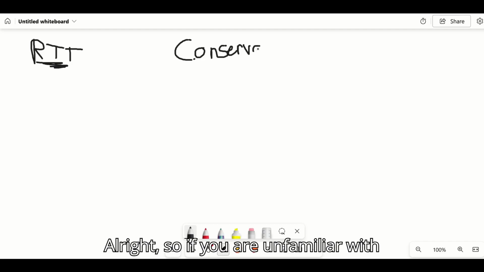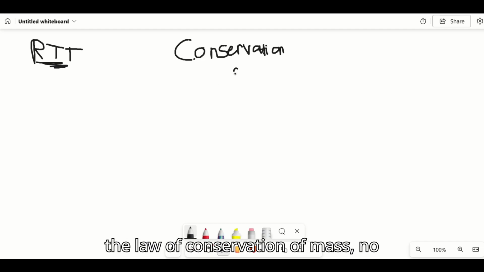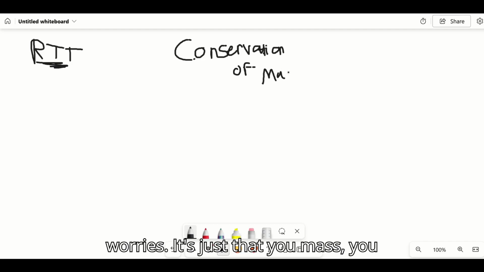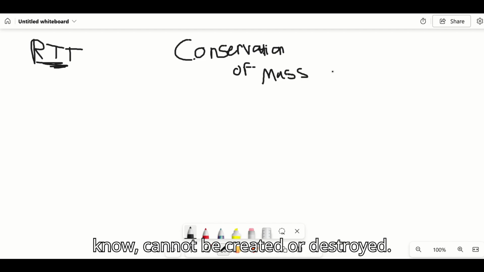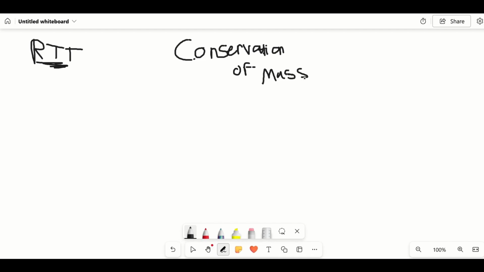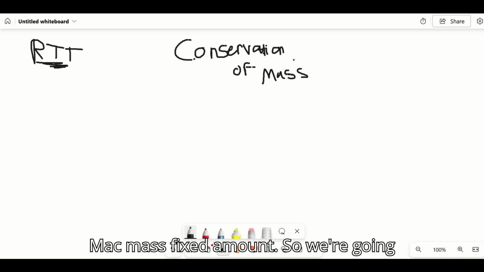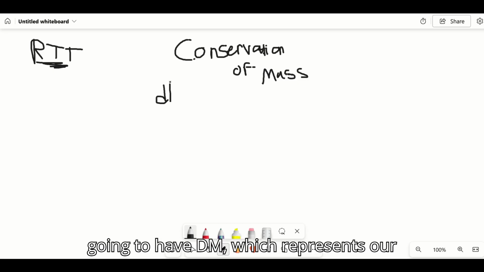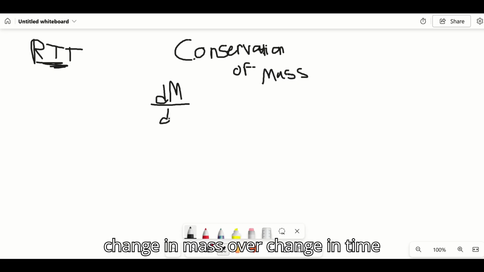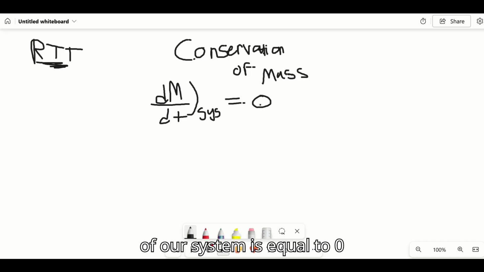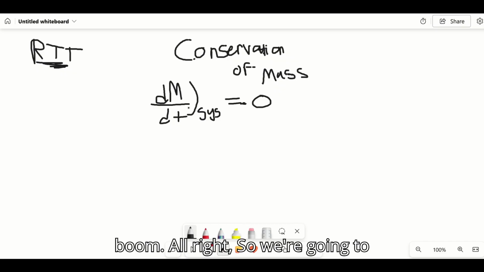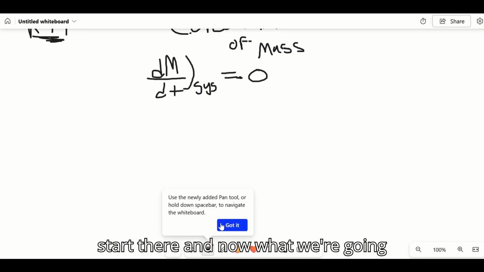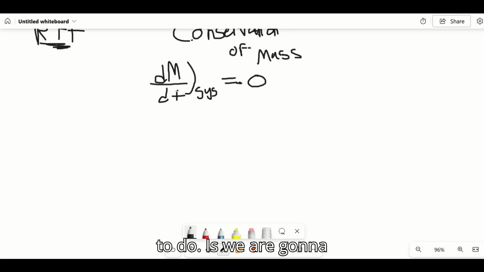If you are unfamiliar with the law of conservation of mass, no worries. It's just that mass cannot be created or destroyed. That mass is like a fixed amount. So we're going to have this right here, right? We're going to have dm over dt, which represents our change in mass over change in time of our system, is equal to 0. Boom.